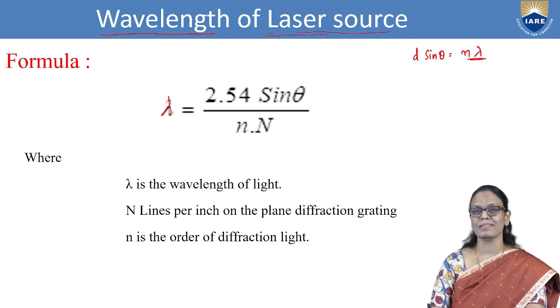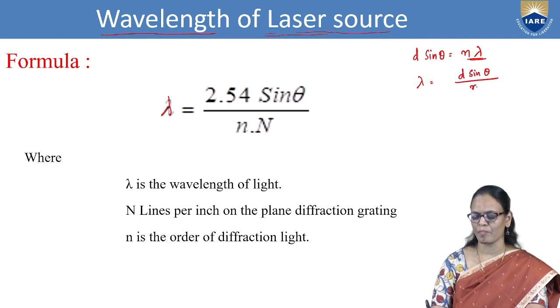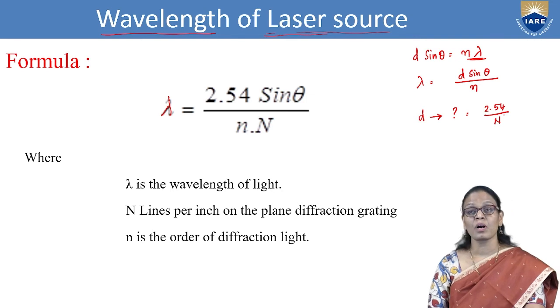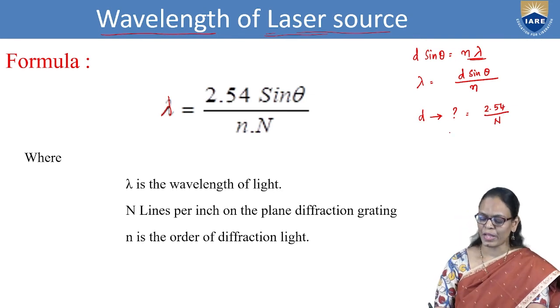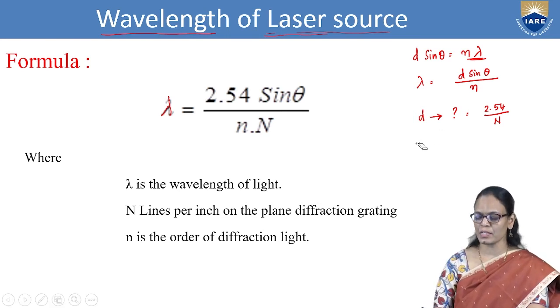We want to find lambda. So lambda will be equal to d sine theta upon n. Now here we want to find the width of each slit d. So d will be given by 2.54 upon capital N. How we are getting 2.54 is in 1 centimeter per inch. So if we are taking capital N is the number of lines drawn per inch, in 1 inch we have n lines.